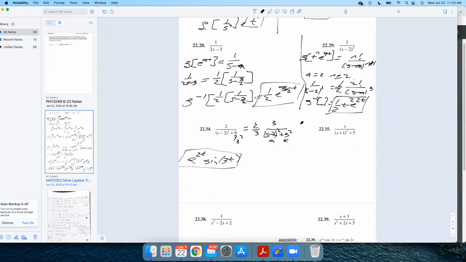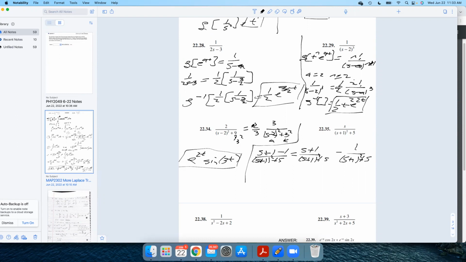So I have to take this guy and rewrite it as S plus 1 minus 1. Then split that up into 2 separate fractions, S plus 1 over S plus 1 squared plus 5, minus 1 over S plus 1 squared plus 5. Both of these look like what I have in the table. This is the cosine one. This looks like a sine one.